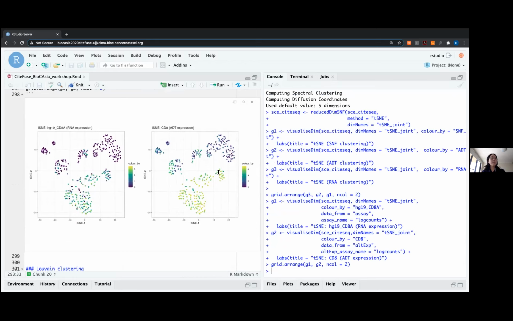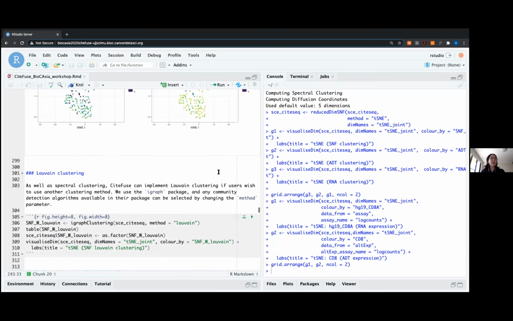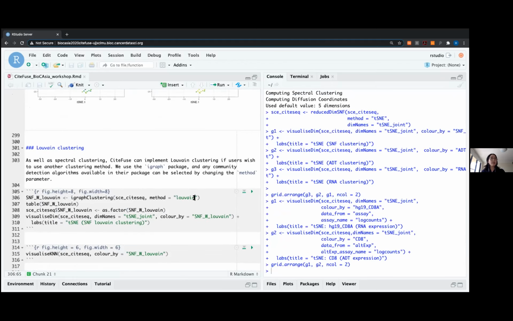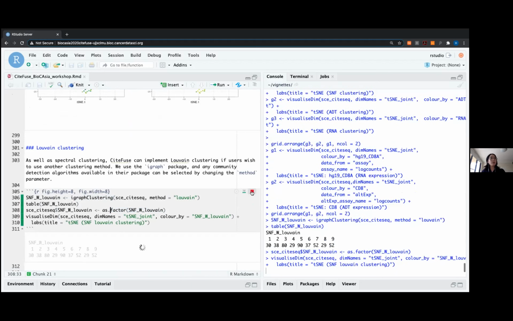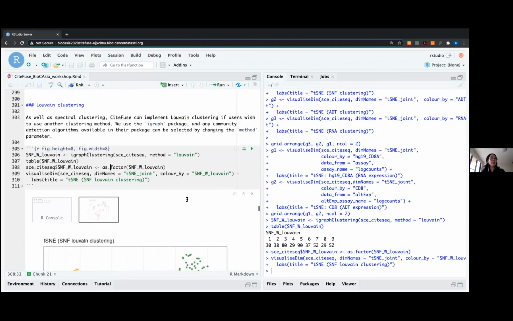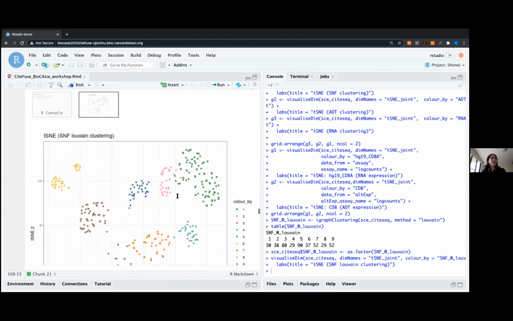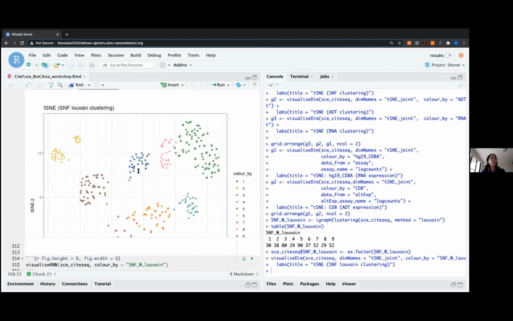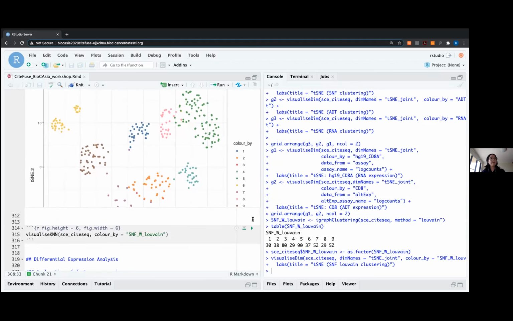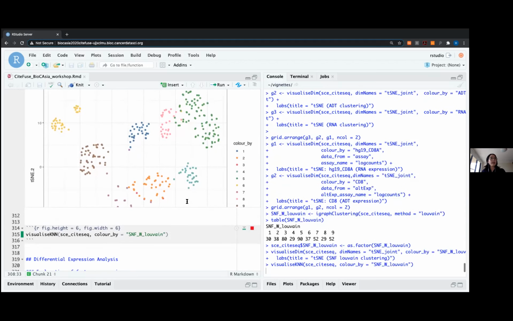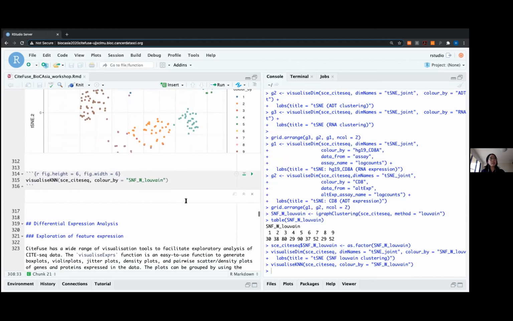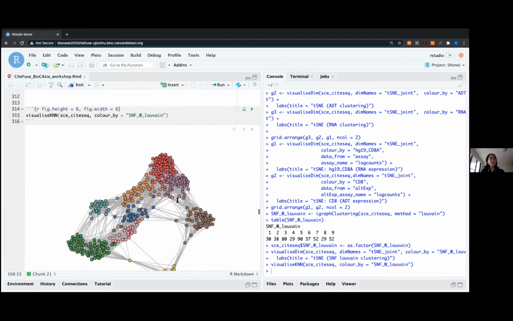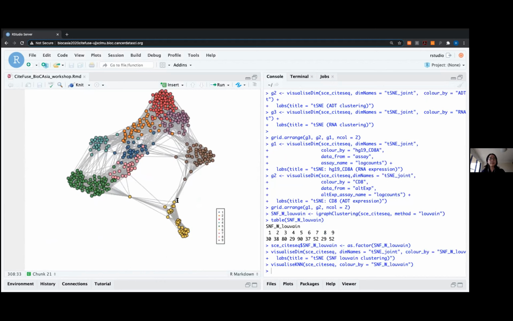We also implement different clustering algorithms, Louvain, from the igraph package, which can be run using this function. And the same thing can be done. We don't have to generate the reduced dimensions again, because we did that before. This round, what we do is highlight by Louvain clustering. And if you would like an alternative visualization, we also generate this sort of graph as well.